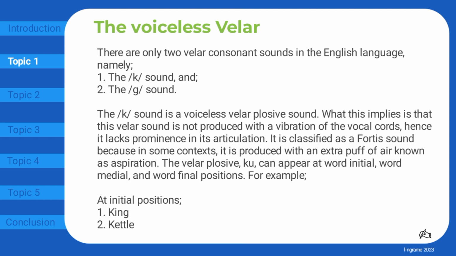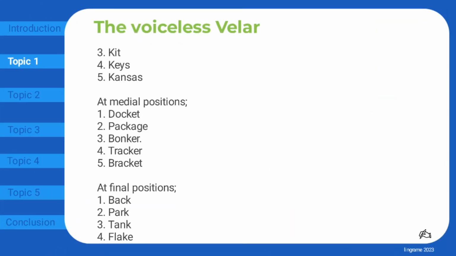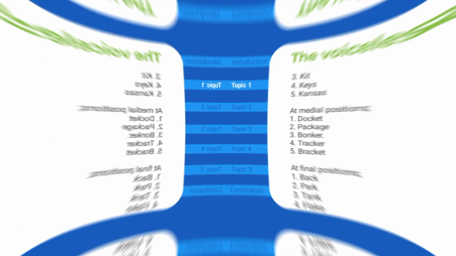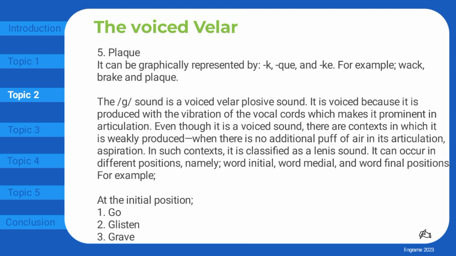For example, at initial positions, king, kettle, kit, keys, Kansas. At medial positions, docket, package, bonker, tracker, bracket. At final positions, back, park, tank, flake, plaque. It can be graphically represented by K, and CK. For example, whack, break and plaque.